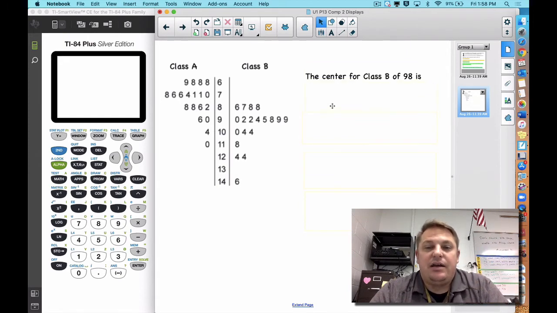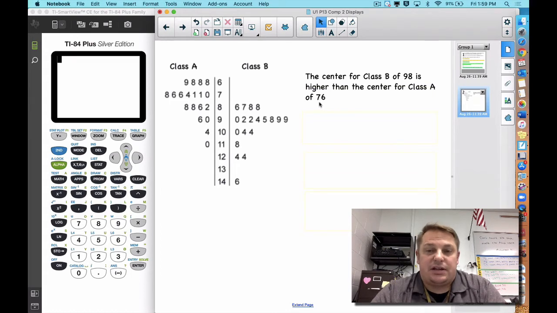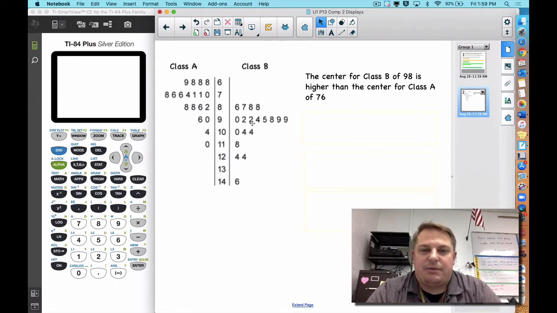First, I would say the center for Class B of 98 is higher than the center for Class A of 76. So I mentioned that Class B's center was higher, but I still gave both values. I think that's the strongest answer, where you say which is higher or lower, but then also give the actual values. As far as how I found them, I just put them in the calculator. You could also count your way to the exact middle point too.